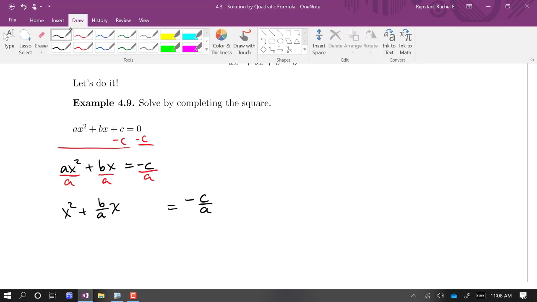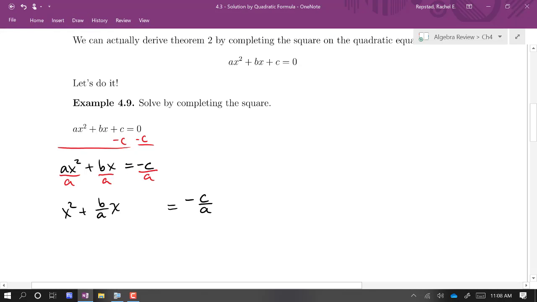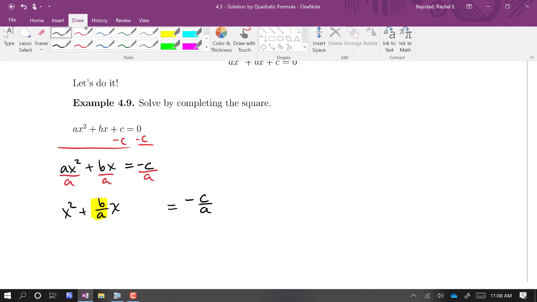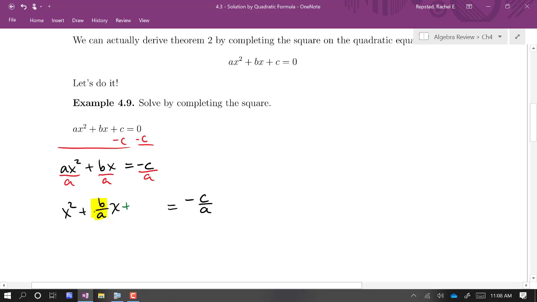Now is where we're going to actually complete the square, right? We're going to be clever about what we add to both sides. Now, our coefficient on x here is b over a. And what we need to do when we complete the square is cut that coefficient in half and square it, and add that to both sides. Now the way you cut a fraction in half is either to cut the numerator in half, and sometimes that could be convenient, or what we're going to do is just double the denominator. So half of b over a is b over 2a.